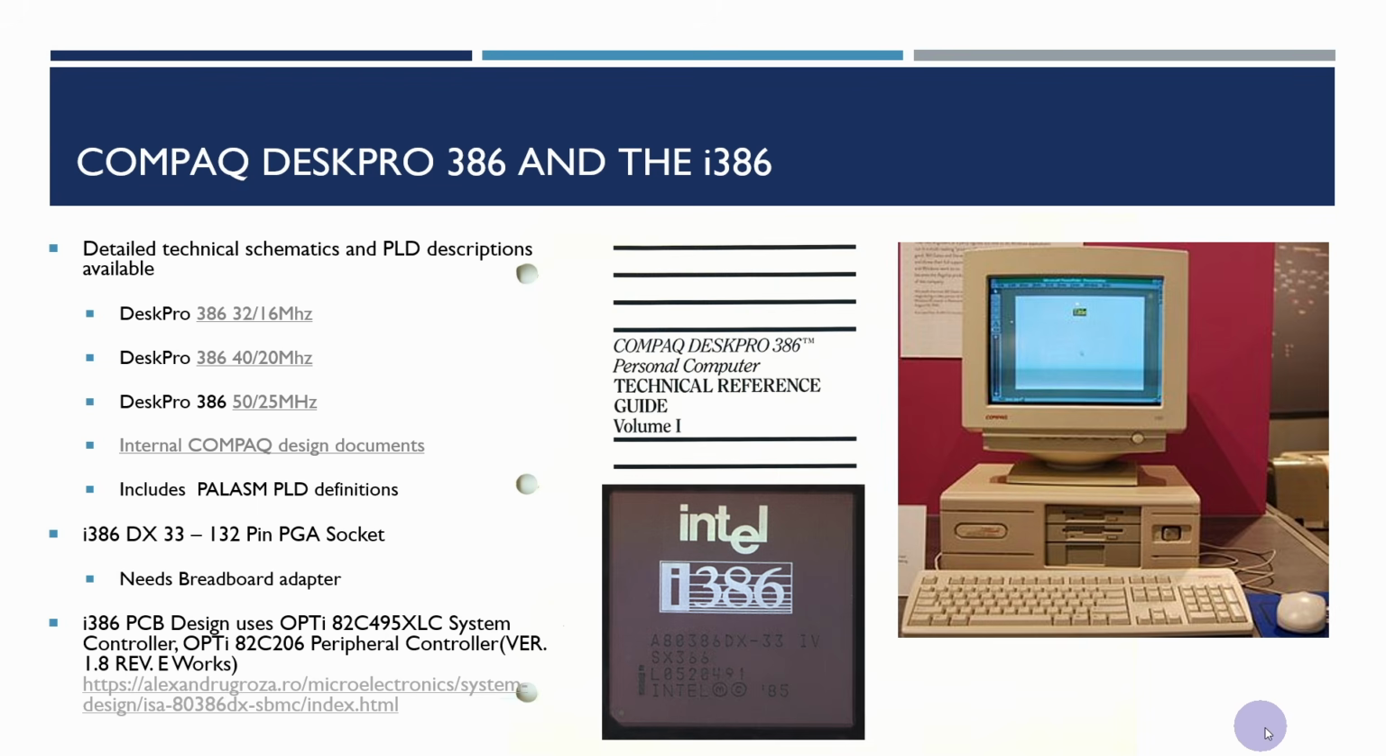I'm not going to be making PCBs during this series. Now we're going to take a look at the original DeskPro 386 and we'll compare it with a couple of different versions, in particular the version from December 1986 which this internal COMPAQ design document references, and there are some minor changes between the first version in September and this December version.